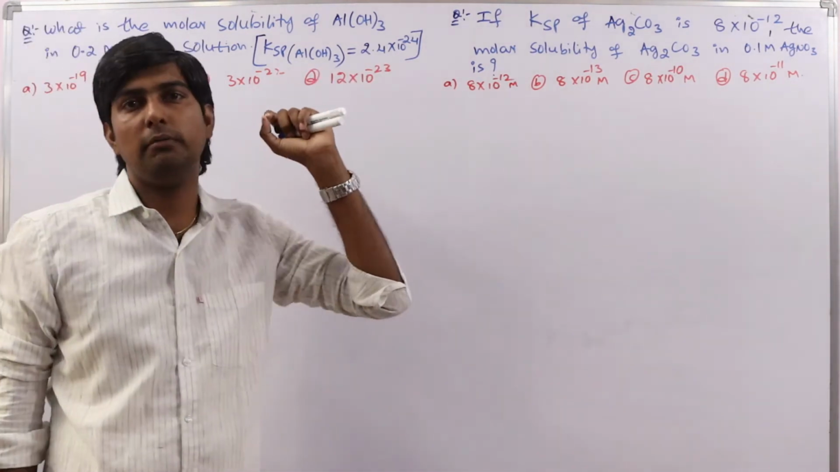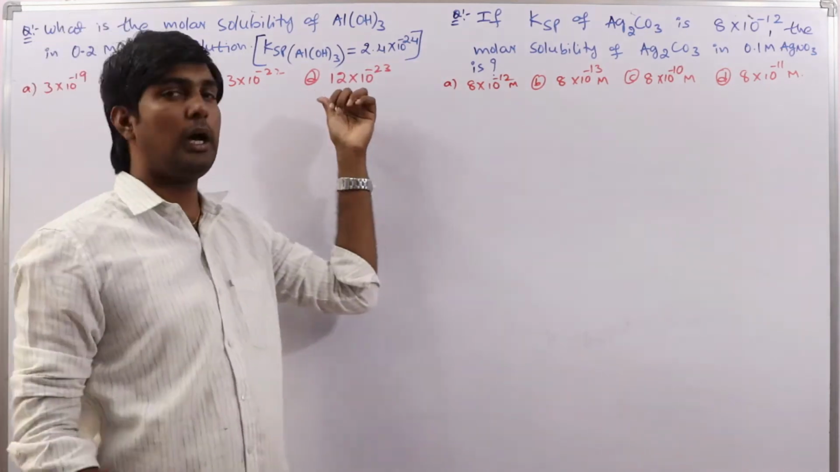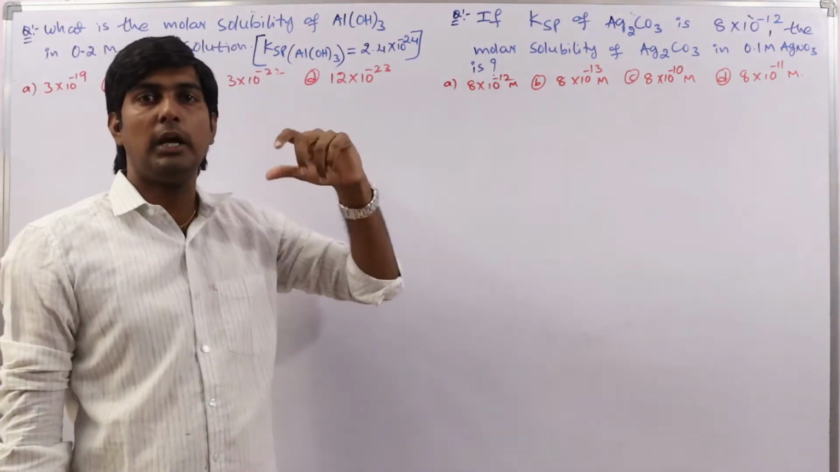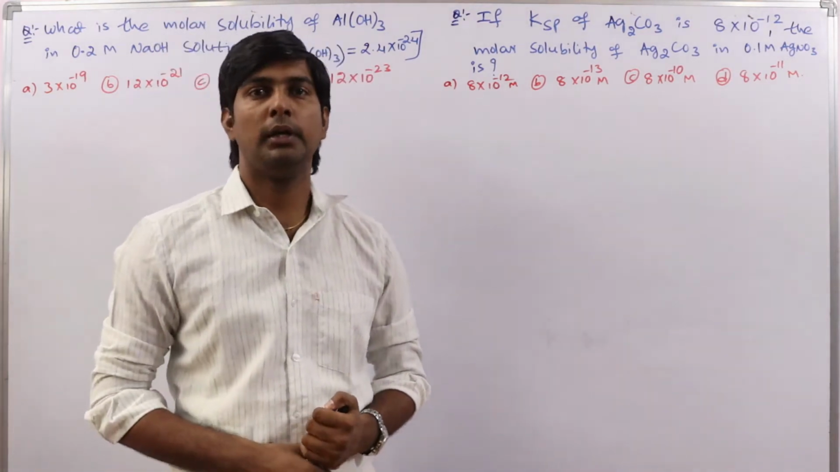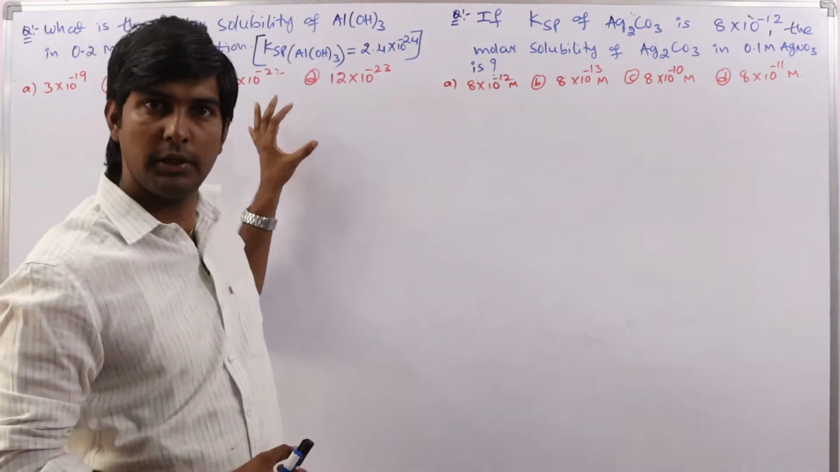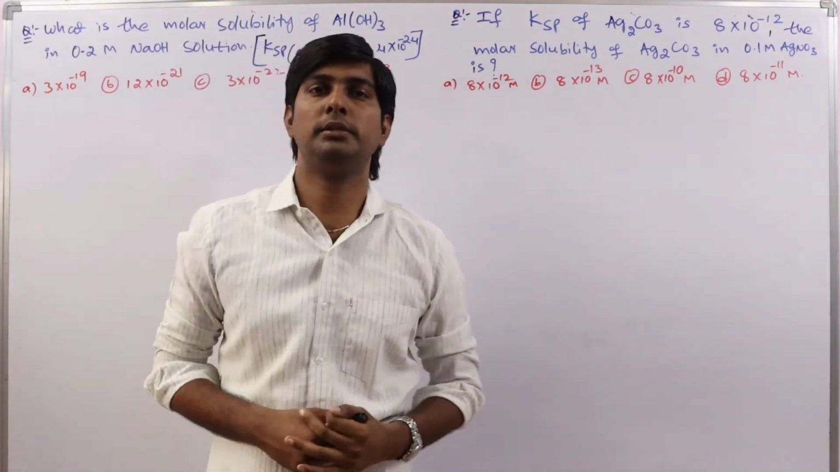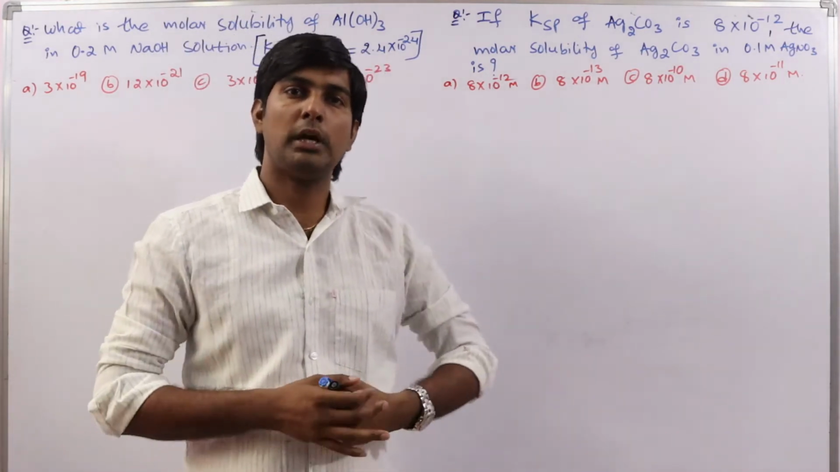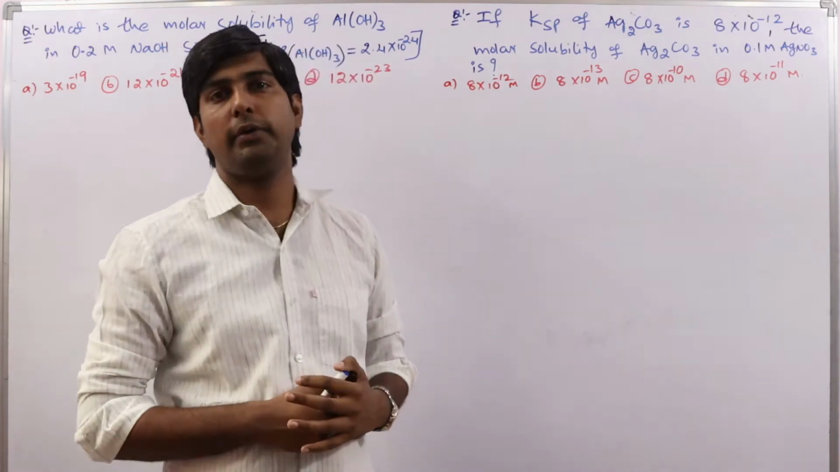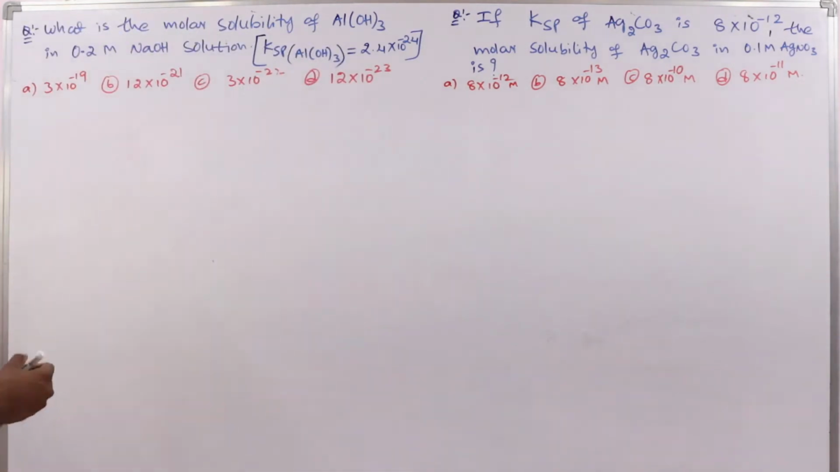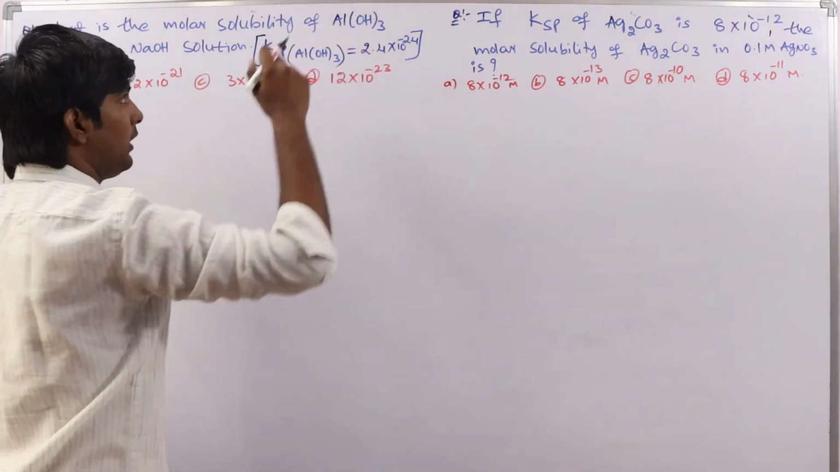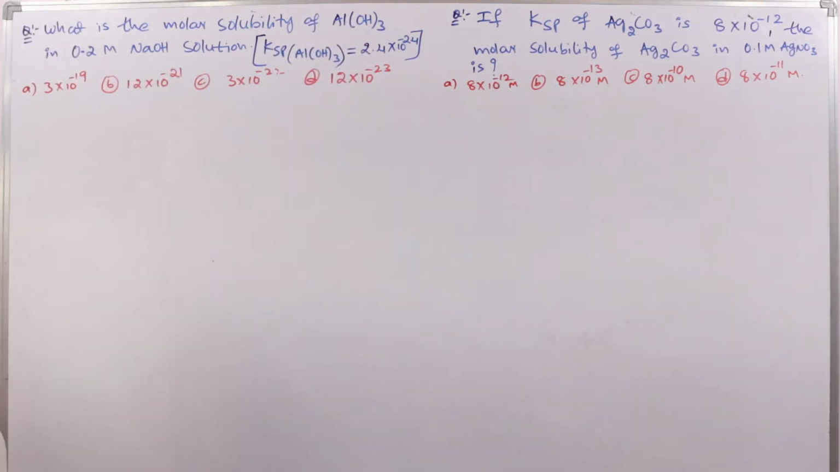The concept involved here is how solubility depends on the common ion effect. We already discussed this theory in the previous lectures: solubility, solubility product and the common ion effect relation. In this type of problem, this is a weak electrolyte and this is a strong electrolyte.